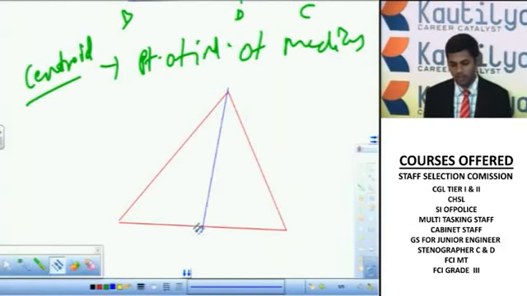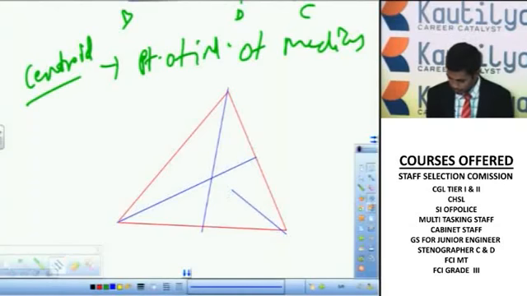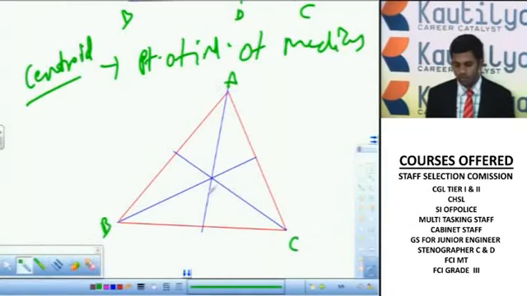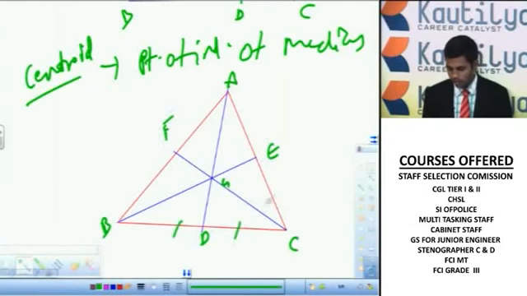So this is one median for us, this will be the second median, and this will be the third median. Let us name the vertices as vertex A, vertex B, vertex C. The point of intersection of medians is nothing but the centroid, represented by the letter G. So AD is one median, BE is one median, CF is one median. They are dividing the other side into two equal halves.